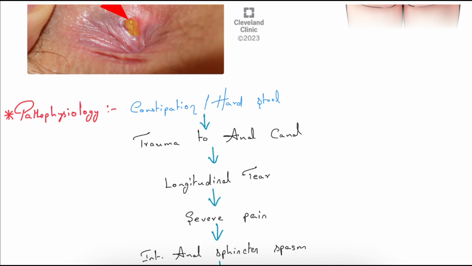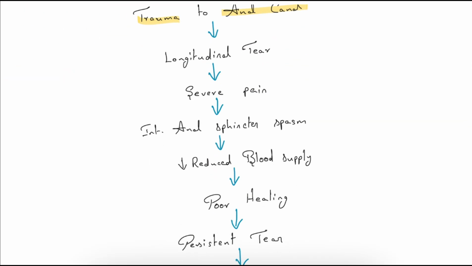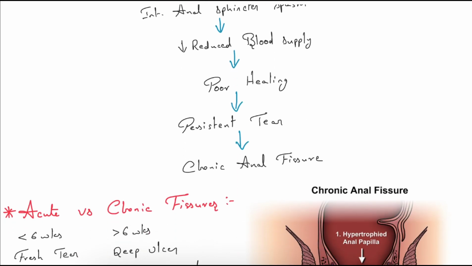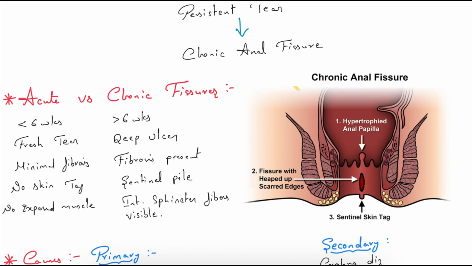Now the pathophysiology: why does the patient get anal fissures? Because of constipation and hard stool. When the patient is not taking proper fiber food and has low water consumption, dehydration, the patient gets hard stool like constipation. While passing stool, the patient gets trauma in the anal canal, then a longitudinal tear, then severe pain whenever passing stool. The internal anal sphincter goes into spasm and the blood supply reduces, causing poor healing and a persistent tear, and at last the patient gets a chronic anal fissure.